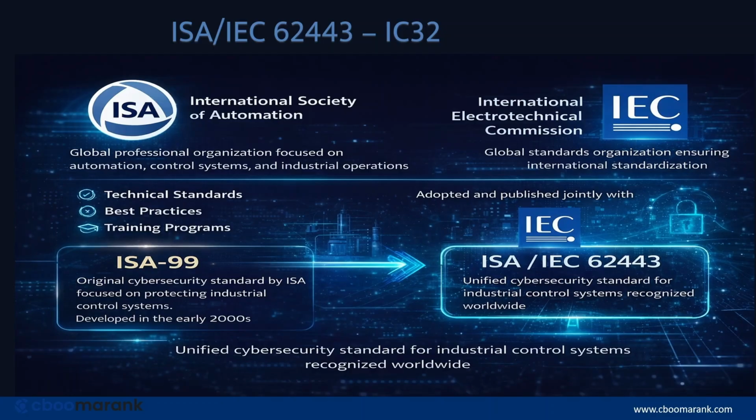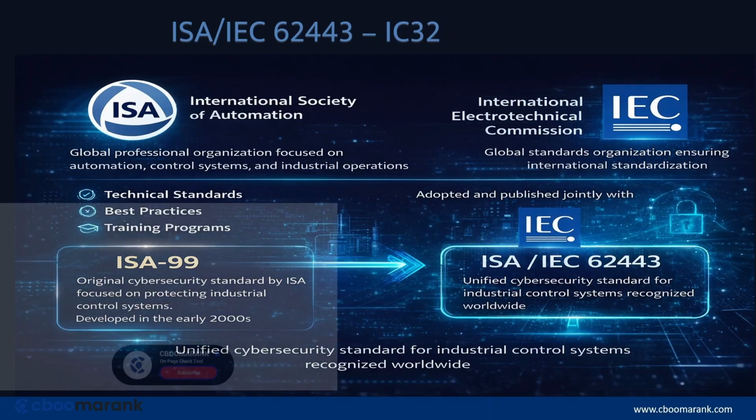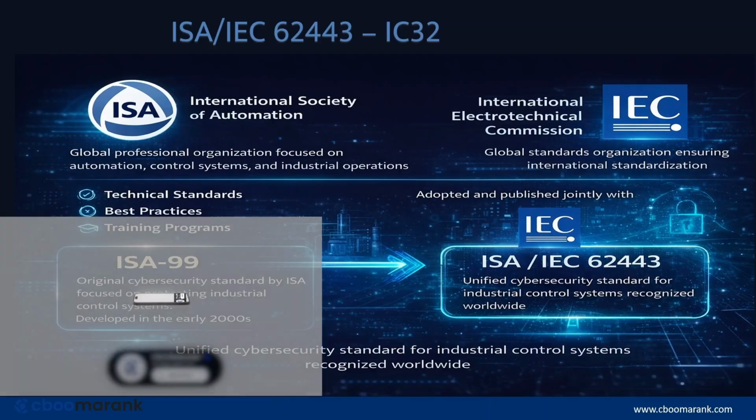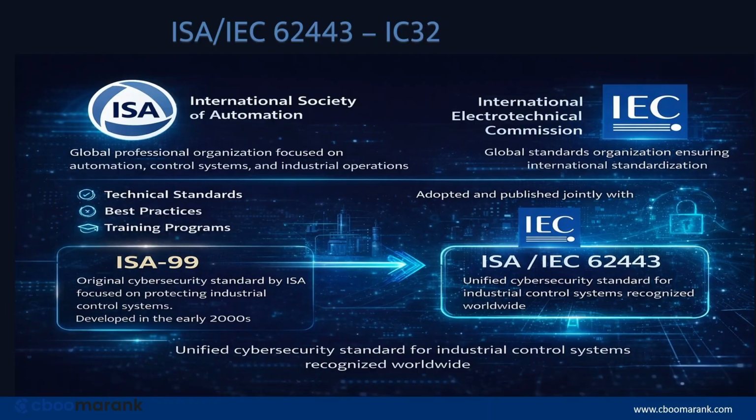The first part of the name, ISA, stands for International Society of Automation. This ISA is a global professional organization that focuses on automation, control systems, and also industrial operations. For decades, ISA has been involved in developing technical standards, engineering best practices, and professional training for industrial environments.